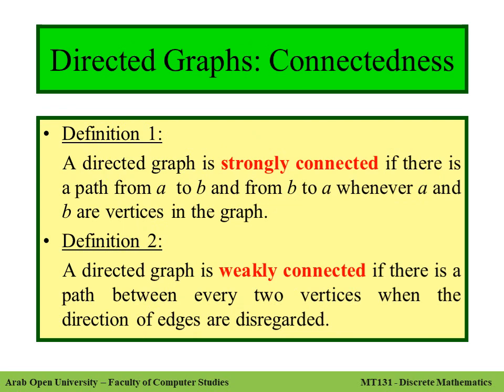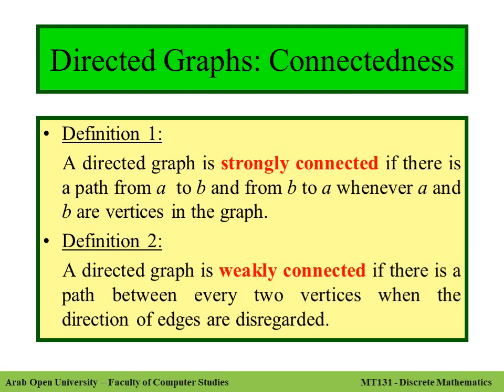Now, the idea of connectedness with a directed graph: there are actually two conditions. There's a stronger condition. If it is satisfied, then we say the graph is strongly connected. If the graph is not strongly connected, it may satisfy a weaker condition, and it will be called weakly connected.